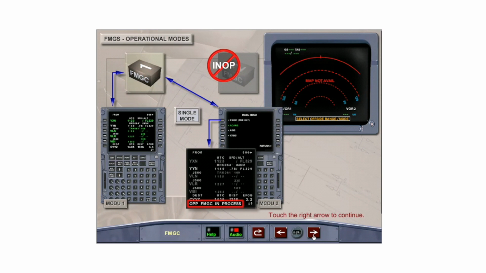The Nav Display associated with the failed FMGC must be set to the same range and mode as the opposite Nav Display, otherwise the message "Map not available" and select offside range mode is displayed.